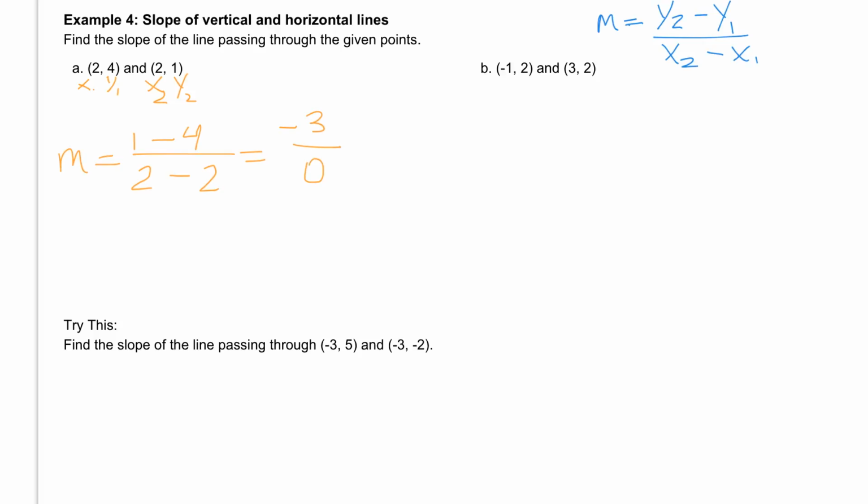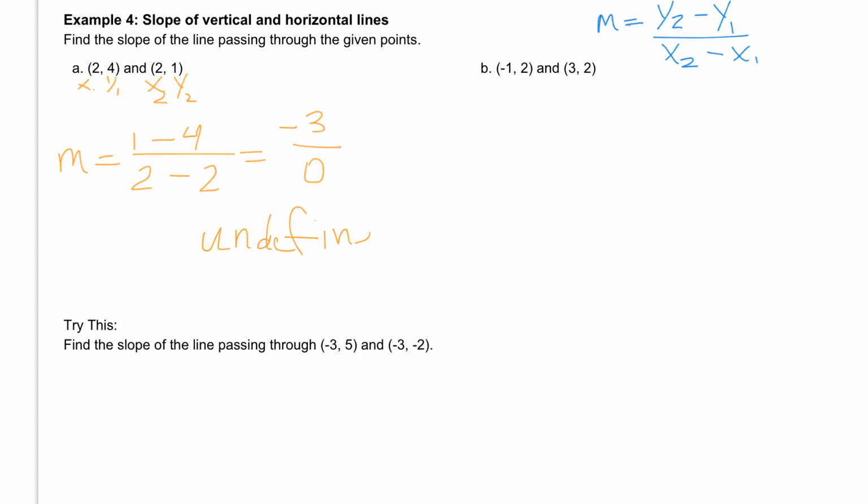And what happens is I have negative 3 divided by 0. And if you plug negative 3 divided by 0 into your calculator, you will find that you get an error. The reason for that is you cannot divide anything by 0. Dividing by 0 can't happen. So what we say if we have something where 0 is in our denominator is we call this slope undefined.